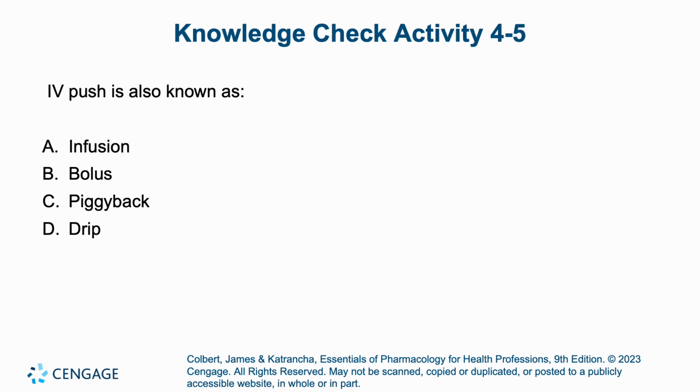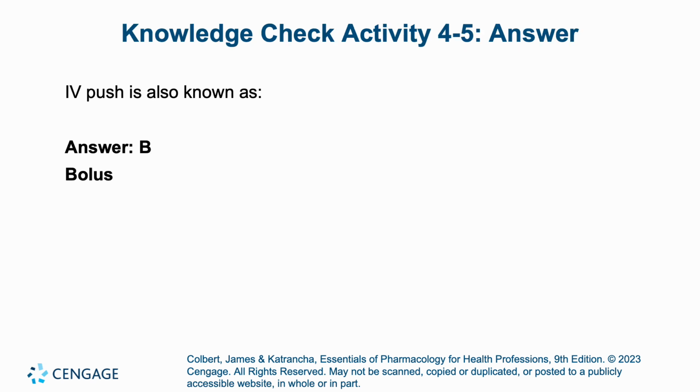Knowledge check. IV push is also known as A. Infusion, B. Bolus, C. Piggyback, D. Drip. And your answer is B. Bolus. Infusion and drip refer to that larger bag, that kind of continuous IV line. Piggyback, remember, refers to something that's given in periods of time, maybe once every 6 hours, or just given over a short period of time, typically a smaller bag that hangs above the regular IV infusion.